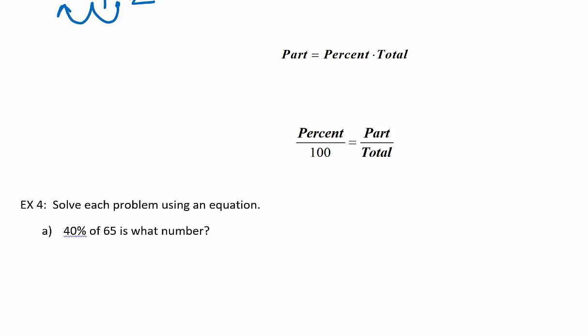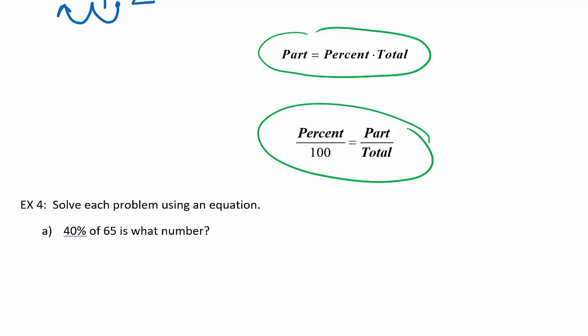Now there's 2 different ways that you can solve percent problems. You can solve a percent problem using an equation or using a proportion. And I'll go over both of these methods today, and you can just see which method you like best. If you want to use the equation method, the part always equals the percent times the total. So if you take a percent and you multiply it by a total value, that gives you the portion or the fraction or the part that you're interested in.